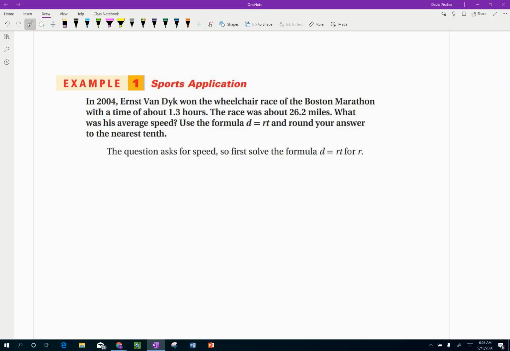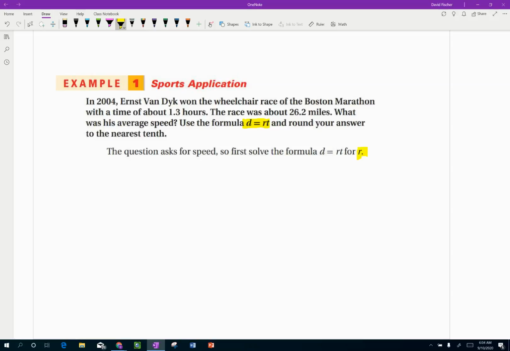First of all, they said, here's this guy who won a wheelchair race in the Boston Marathon with a time of about 1.3 hours. They told us that the race was about 26.2 miles. What was his average speed? So here we go. It says use this formula and round your answer to the nearest tenth. So the question asks for speed, so we want to solve the formula for R.